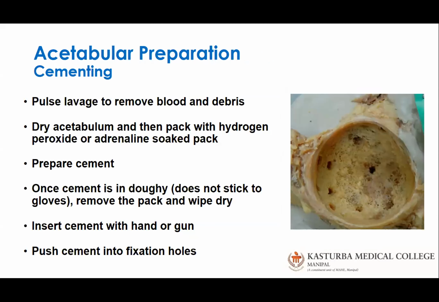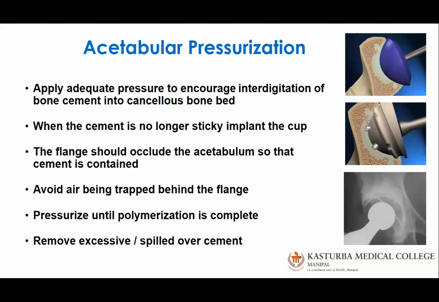Pulse lavage, remove all the blood and debris, dry the acetabulum, pack with hydrogen peroxide or an adrenaline soak pack, and prepare the cement. Once the cement is doughy and does not stick to your glove, remove the pack, wipe it dry, insert the cement with the hand or the gun and push the cement into the fixation holes. This is how it is done. And you get a uniform cloudy cement of at least 2 to 5 millimeter all around, which will last long. And remove the excessive spilled over cement from the edges.